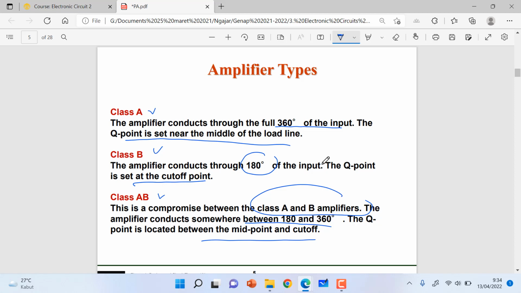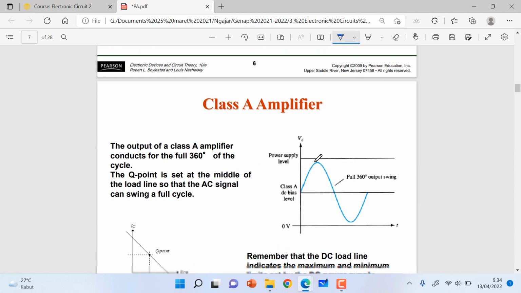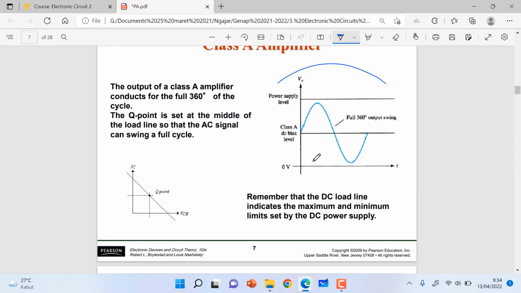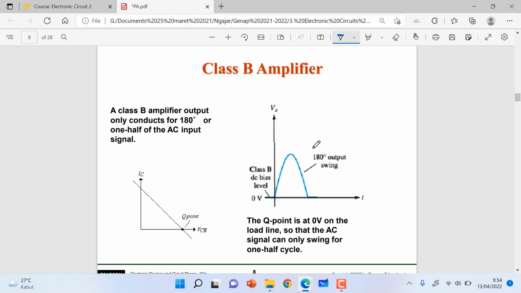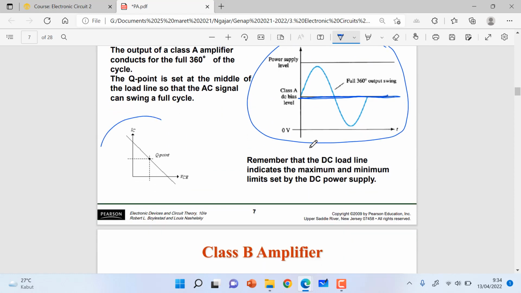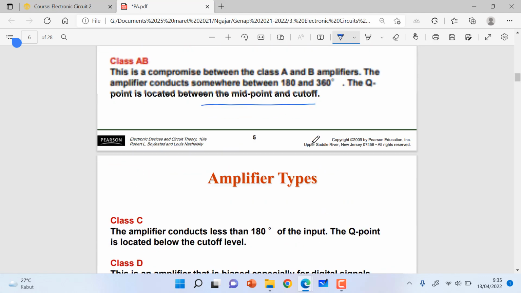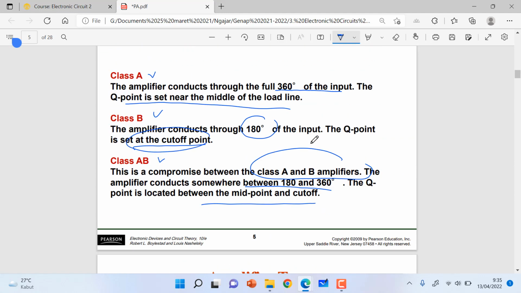So this is class A. In class A, the key point is set in the load line. We have the IV characteristic, and for class A, the DC bias level is in the middle of the IV characteristic. This is the key point. So the key point is in the middle of the IV characteristic. So this is class A, and for class B, it is set at the cutoff point.